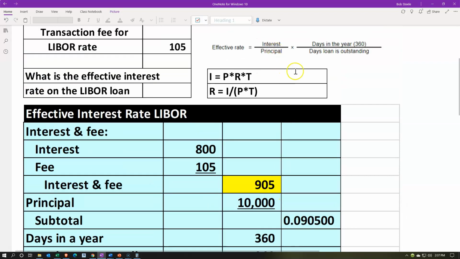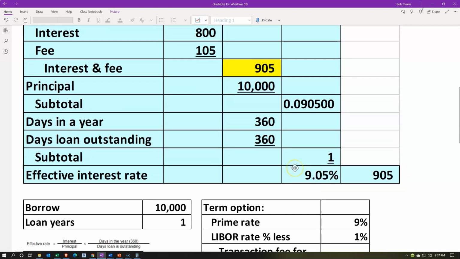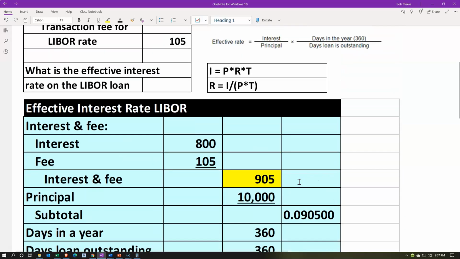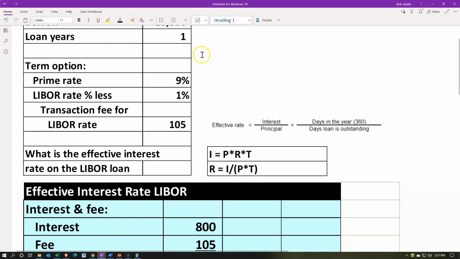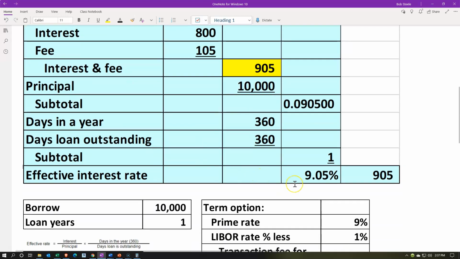And therefore, we can then multiply these two out. So we got the 0.0905 times 1. If I move the decimal over, that's 9.05%. So that percent is higher than just the prime rate. So if I was comparing this and I can get a normal loan at the 9%, as opposed to the LIBOR loan, which is at 8%, but tax on the fee, it looks like the standard loan at the 9% would be better, given the fact that the effective interest rate, if I add in the fee, to the other loan is going to be a little bit higher.